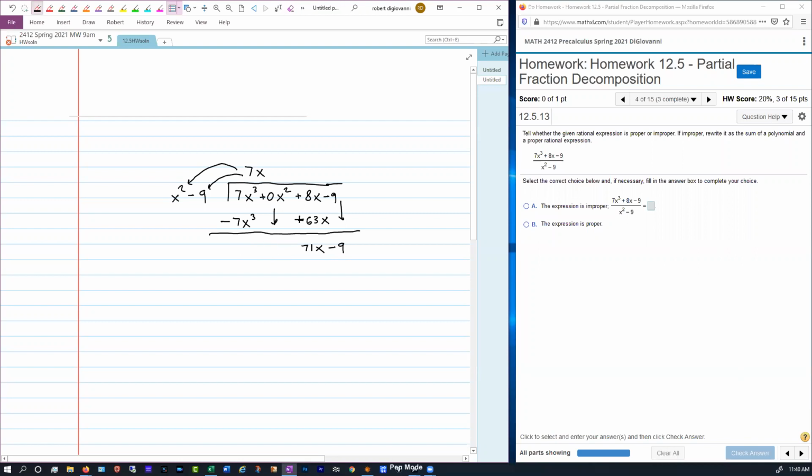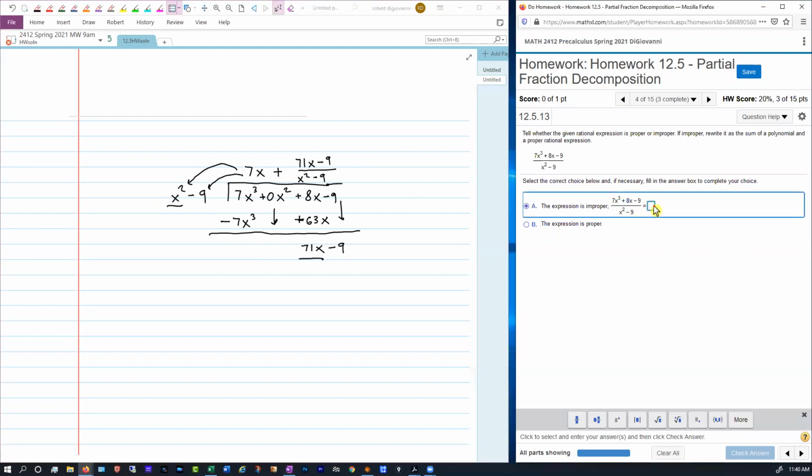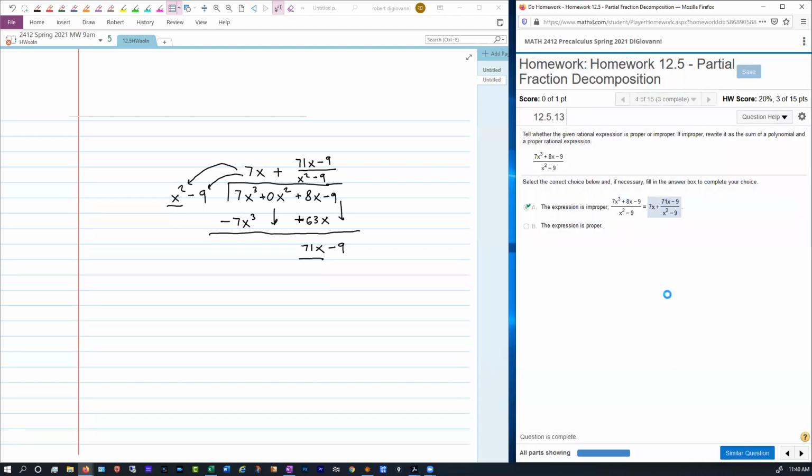So now we kind of play the same game. We see, can we turn x squared into 71x? No, because the power x squared is bigger than x. So that's our remainder. So we put plus 71x minus 9 over our divisor x squared minus 9. So let's see if we can type that in. This is going to be 7x plus the fraction 71x minus 9 over x squared minus 9. All right. Okay, moving on.